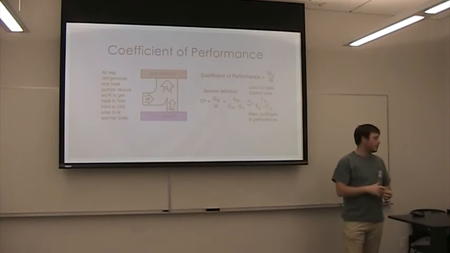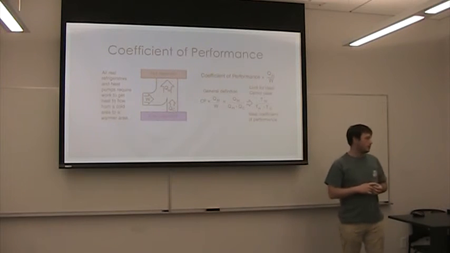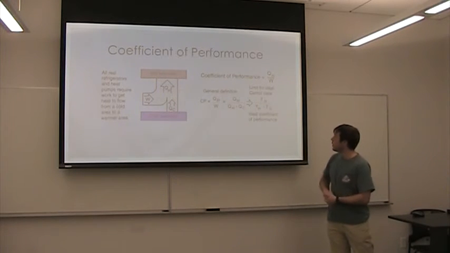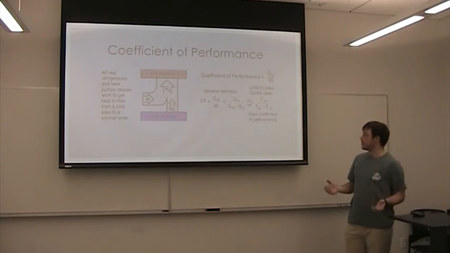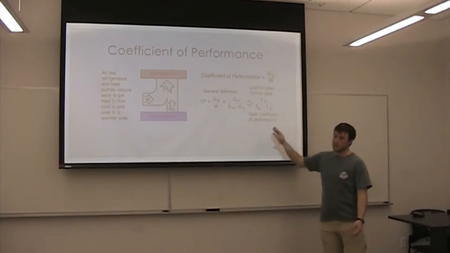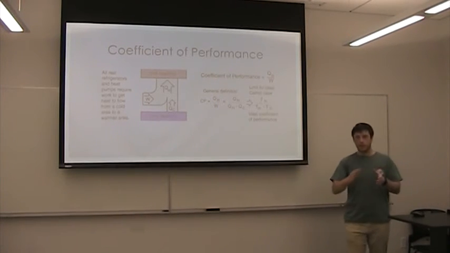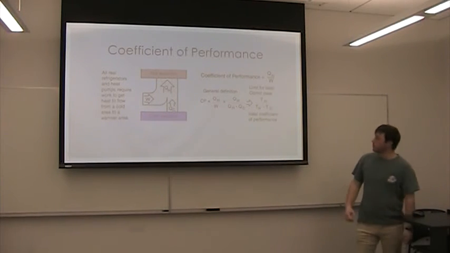An ideal coefficient of performance you can see on the right here. It's the Carnot case. This is without any losses, an isentropic case. You just need the high and low temperatures to calculate that, and that would be your base mark. You can never go higher than your Carnot coefficient of performance.